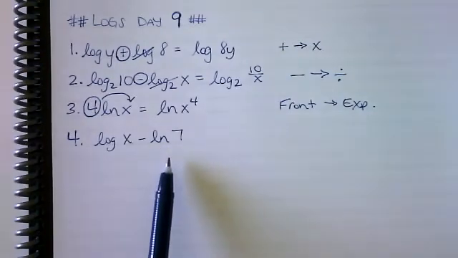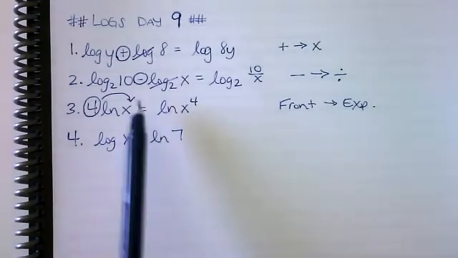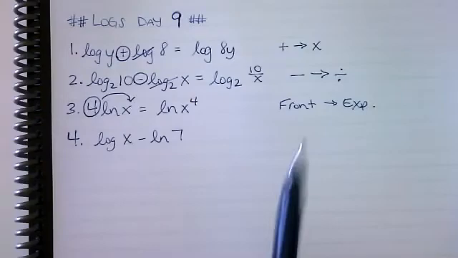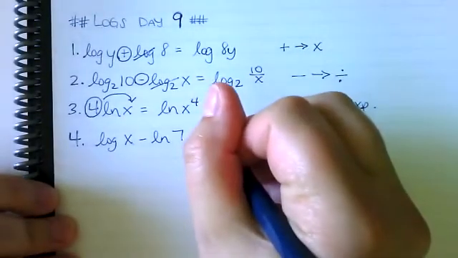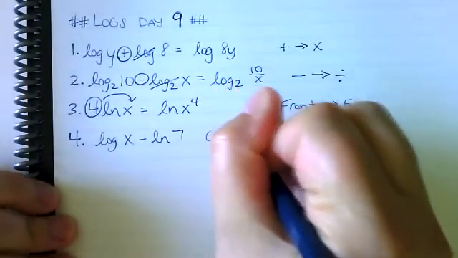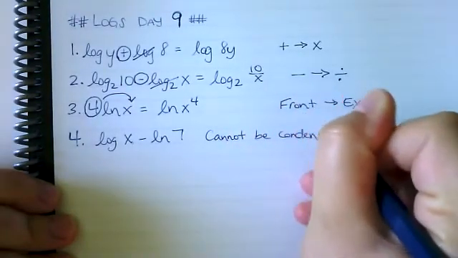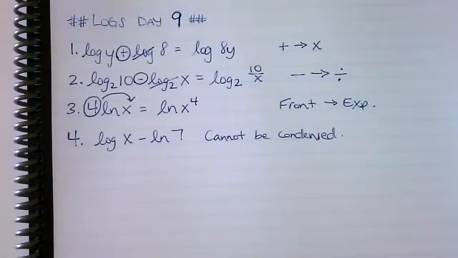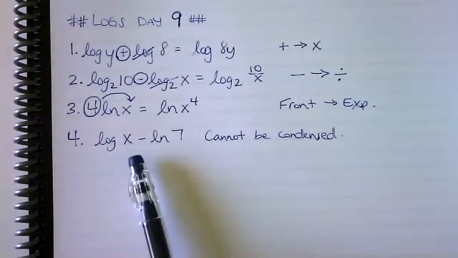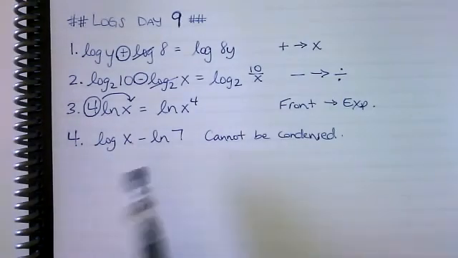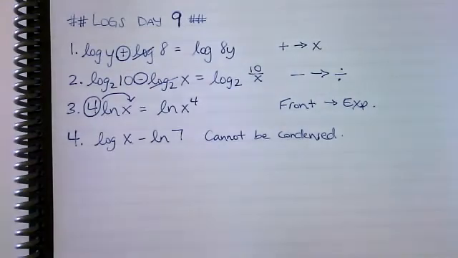Remember, when we combine things, we have to have common terms. So here, my bases are my common term. Here, these are not in common. So you cannot condense this. It cannot be condensed. So make sure you look at those bases of the logs. Don't just rush through it and see, oh, it's subtraction, so I'm going to change that to division. These are not allowed to be combined. They cannot be condensed.